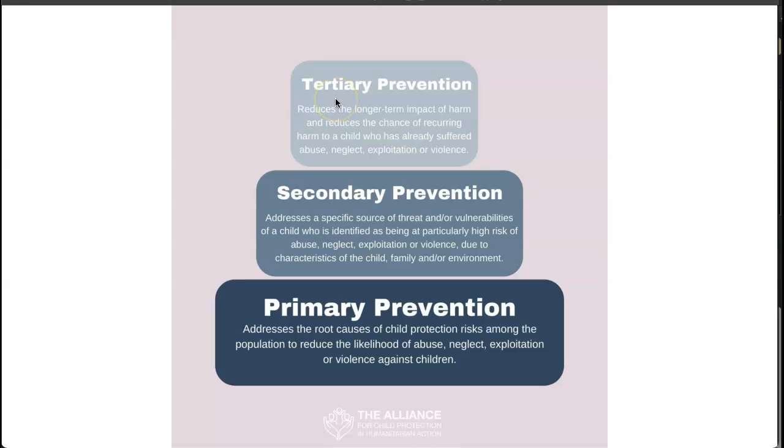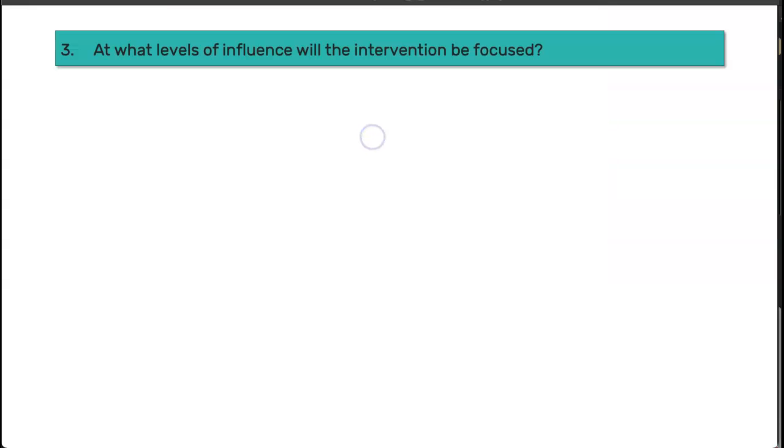And this is just an example from Child Protection Services. Primary prevention would be interventions that focus on the root causes of child protection, so things like reducing the likelihood of abuse, neglect, and exploitation. Secondary prevention looks at a specific source or threat for a child who is identified, so basically those kids who are at high risk, they might intervene. And then tertiary is reducing the effects: this child has already been abused, unfortunately, and we're trying to minimize the ramifications of that and prevent it from affecting their adult years.